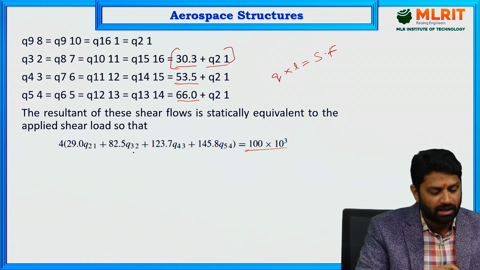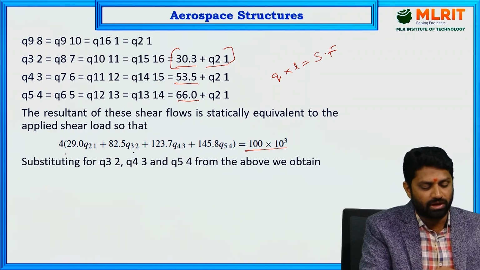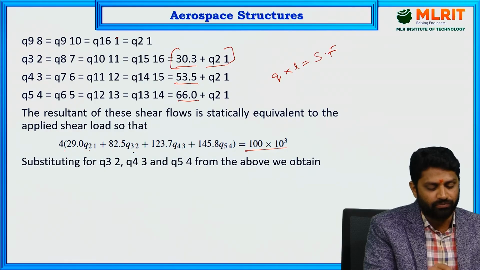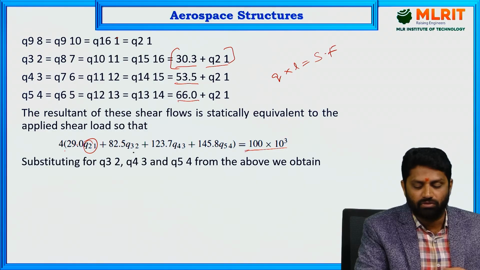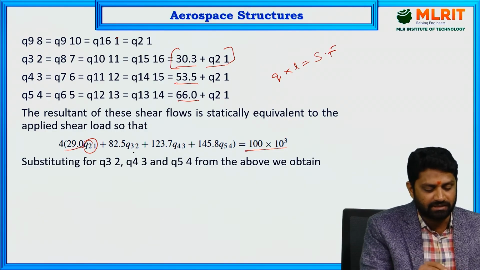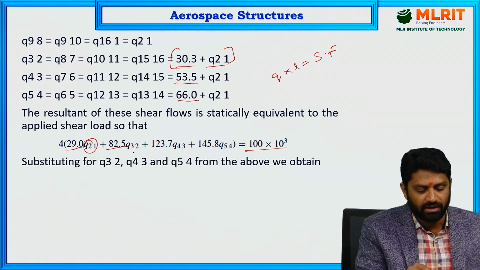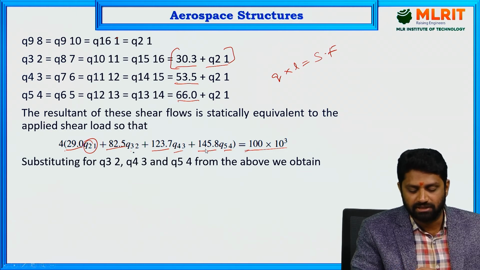Then I write the shear flow multiplied with its length as one equation, so I am going to get this equation as 4 into, because everywhere there are 4 shear flows. So 4 into Q21, into, and what we have to add is 29, which is nothing but the length, and then for 3.2 you have to add 32.5, for 4.3 you have to add 123.7, and for 5.4 you have to add 145.8. That is nothing but the shear load.